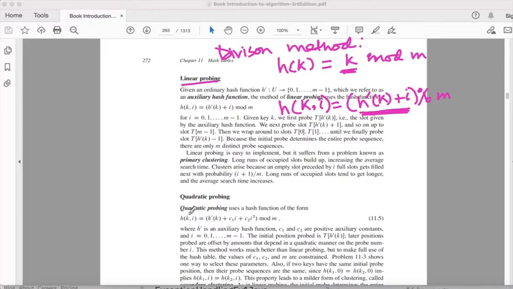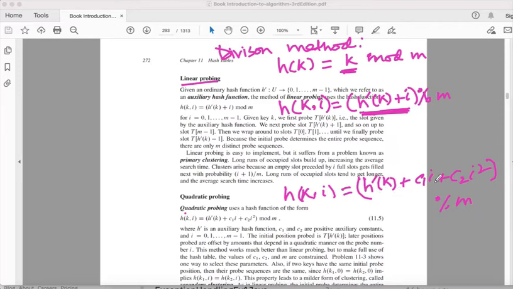And there is quadratic probing. For quadratic probing, instead of using i over here, as in linear probing, we have the same thing, h of k, i, equal to h dash of k plus, for instance, c1 i plus c2 i squared, mod m, something like this.